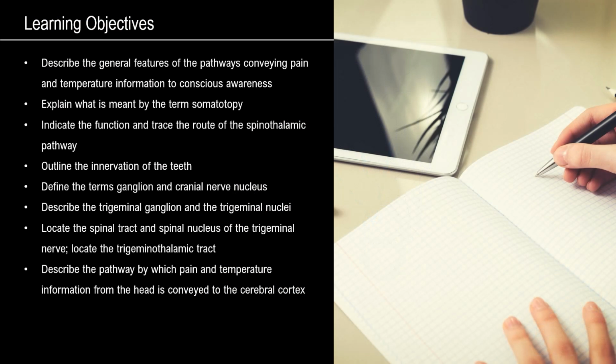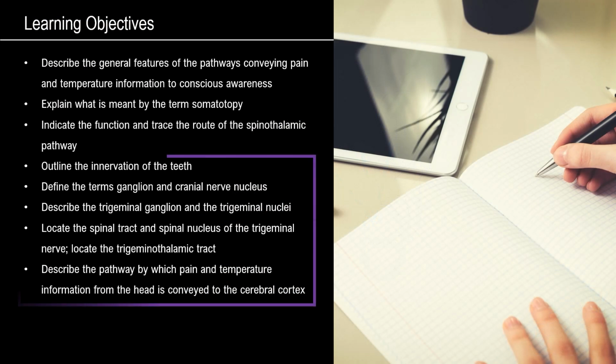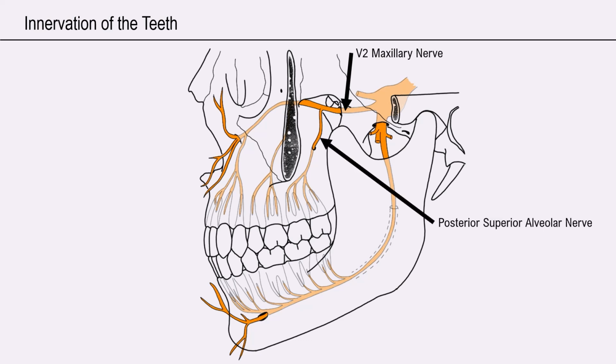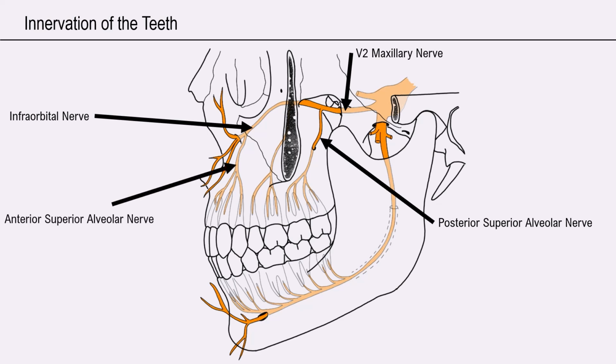That covers a general overview of pain transmission from the body, but what about the teeth? Well, the innervation of the face and the teeth comes from the trigeminal nerve. The maxillary nerve gives rise to the posterior superior alveolar nerve, the infraorbital nerve, and the anterior superior alveolar nerve, whilst the mandibular nerve gives rise to the inferior alveolar nerve.